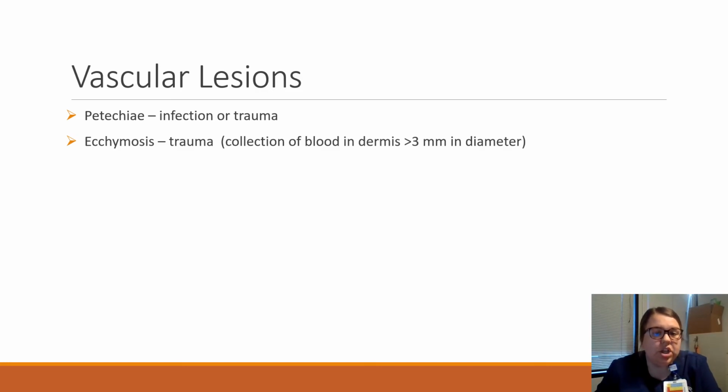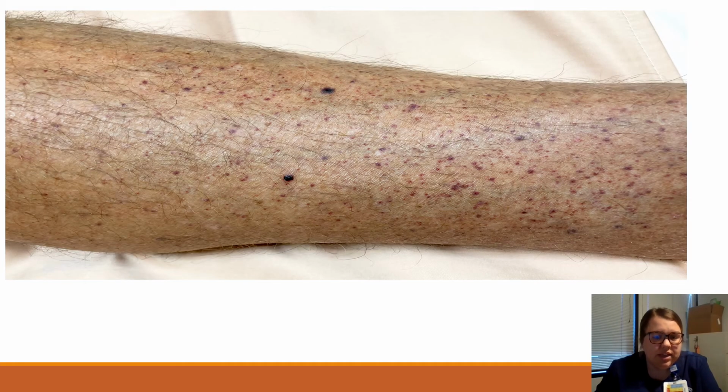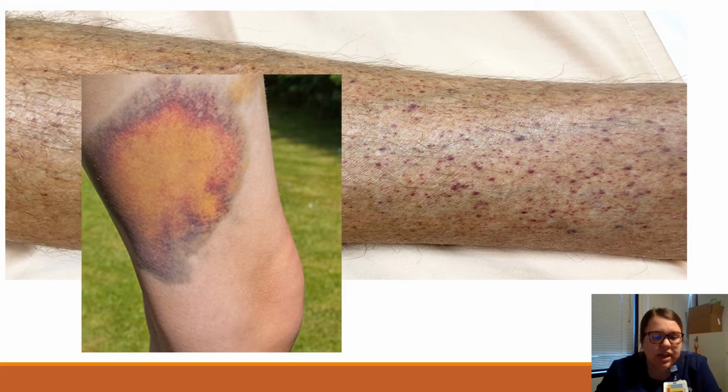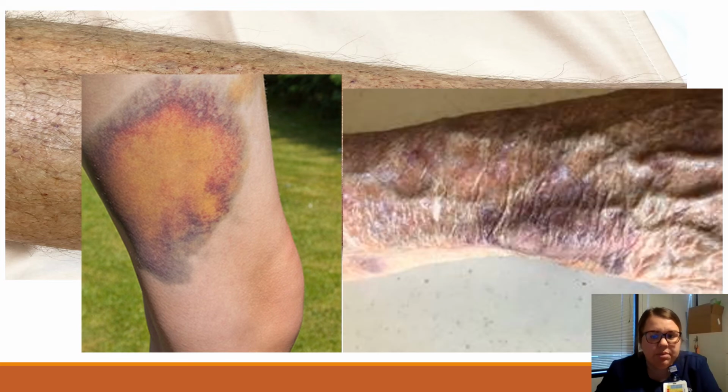So this looks like a very large bruise. It's just a collection of blood in the dermis area. It's greater than 3 millimeters in diameter. Then there's purpura. This could be due to an infection or bleeding disorder as well. So here's the petechia, here's the ecchymosis, and then purpura.